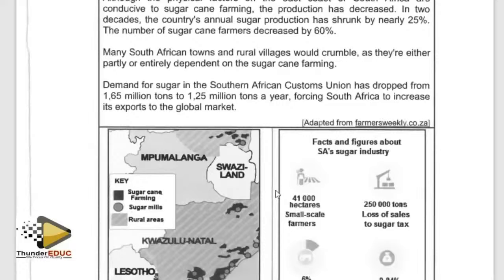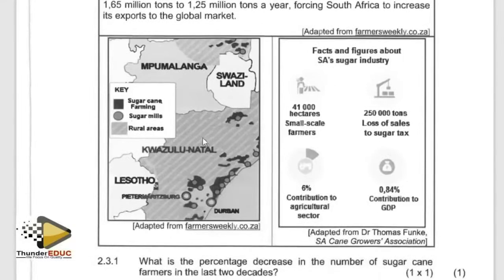Many South African towns and rural villages would crumble as they are either partly or entirely dependent on sugarcane farming. Demand for sugar in the Southern African Customs Union has dropped from 1.65 million tons to 1.25 million tons a year, forcing South Africa to decrease its exports to the global market. So we see here the eastern side of South Africa with the provinces Mpumalanga and KZN. Now Durban is here as a city.